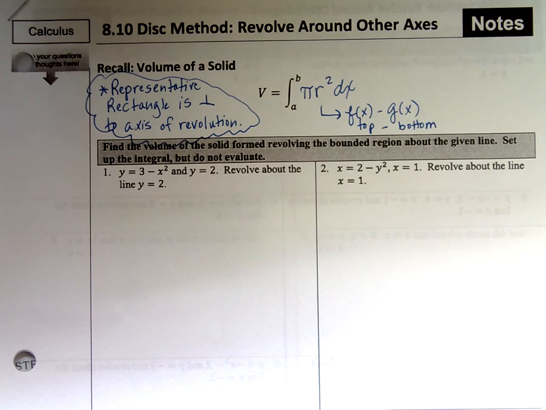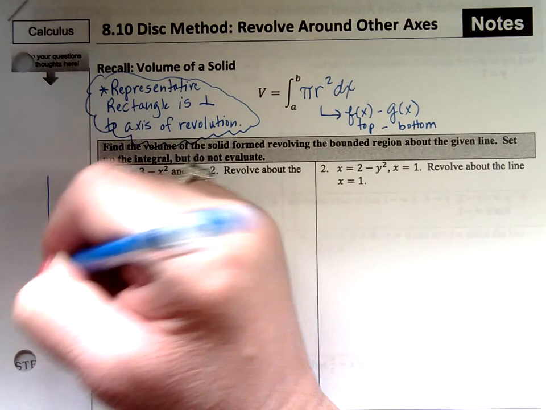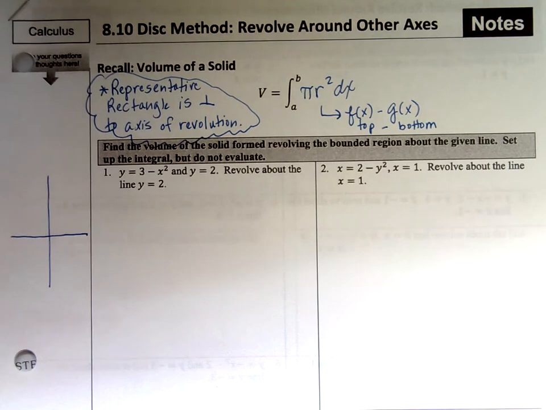Let me show you. Find the volume of the solid formed by revolving the bounded region about the given line. Set up the integral but don't evaluate. So we don't have to actually come up with an answer for these. We just are going to set up the integral. You have to see the picture first. So the picture for most of these functions that we're going to be working with are things that you can probably just draw by hand. You don't need a calculator to do it.